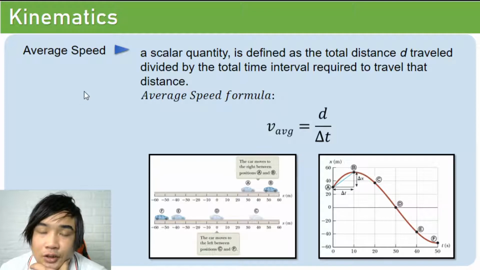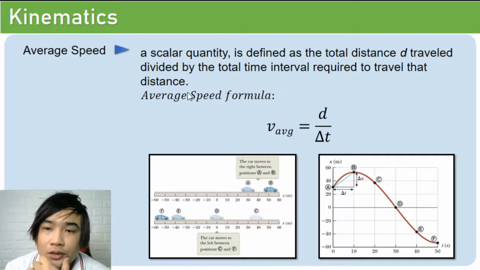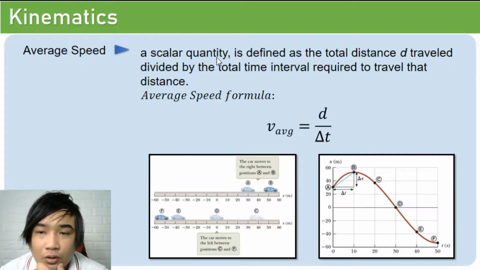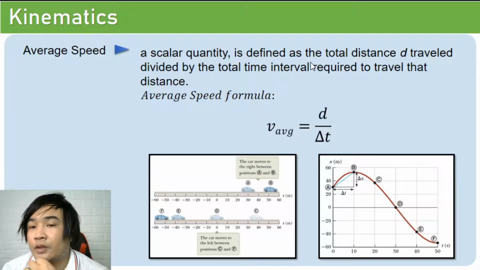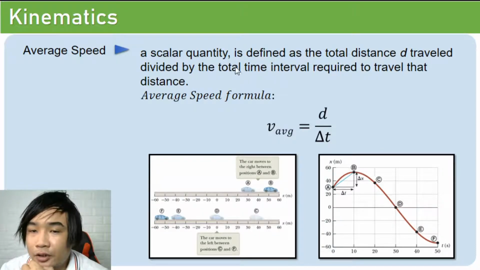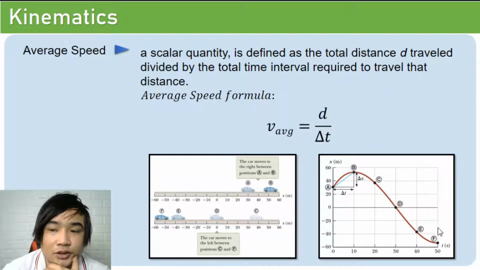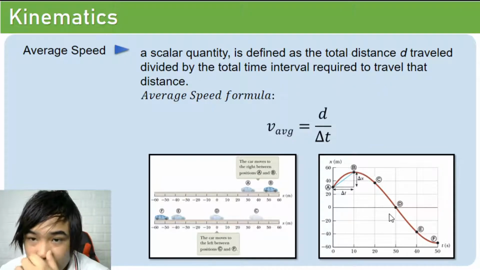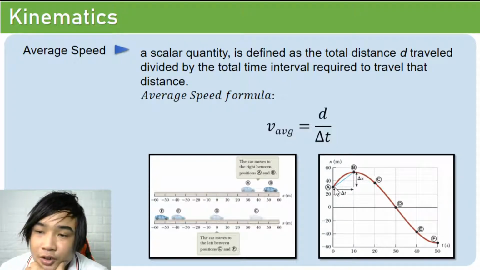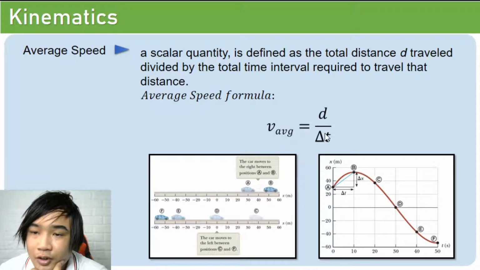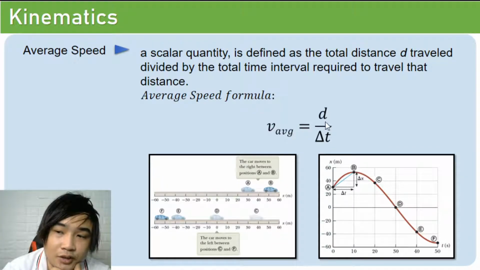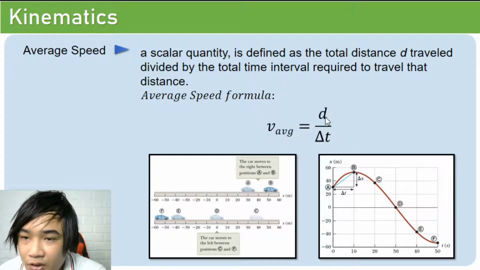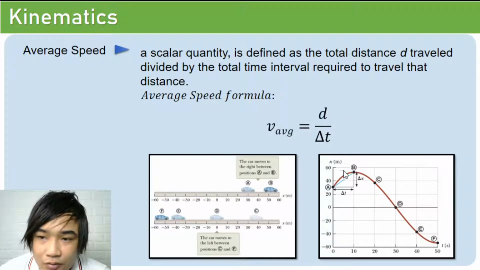Then, meron tayo dito tinatawag na average speed. So, pag tinawag na average speed, a scalar quantity defined as the total distance traveled divided by the total time interval required to travel that distance. So makikita nyo dito, average speed is yung distance travel divided by time. So, yung distance travel, that is yung displacement niya, divided by yung time.